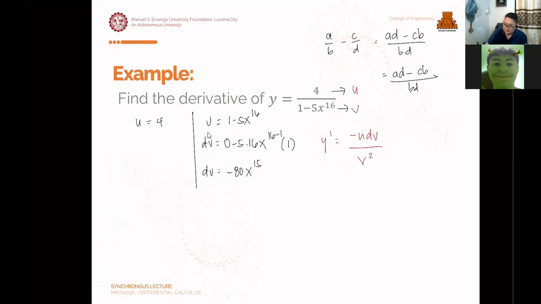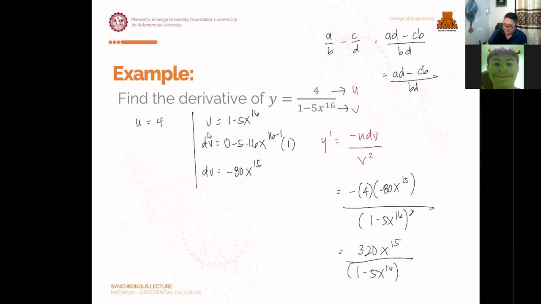Okay? So, substitute, we have negative 4 times negative 80 x raised to 15 all over 1 minus 5x raised to 16 squared. Simplify, we have 320 of x raised to 15 all over 1 minus 5x^16 squared. Ito yung y prime natin. So, this will be our final answer for this given problem. Okay?